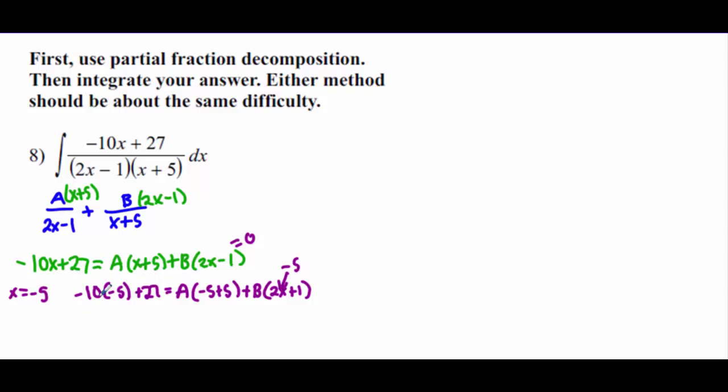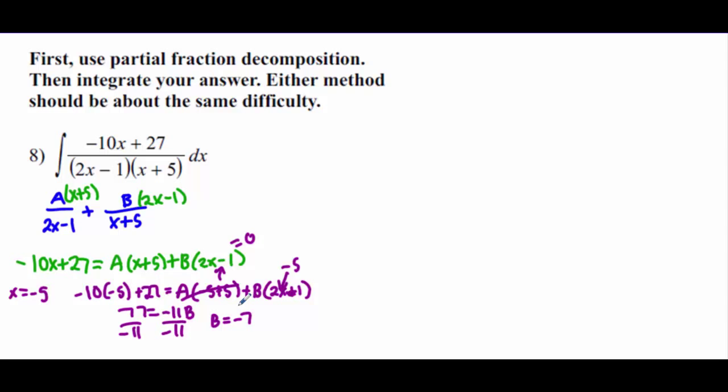So this is 50 plus 27, which is 77. This cancels. This is negative 10 plus 1 minus 1. That's a minus right there. Negative 10 minus 1, which is negative 11, so that's negative 11b. We divide by negative 11 and get that b is negative 7.